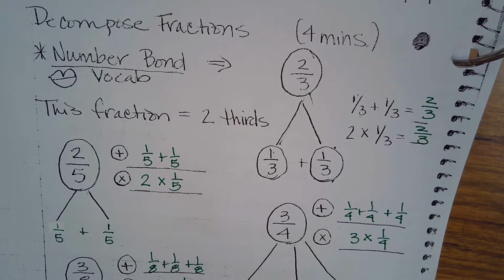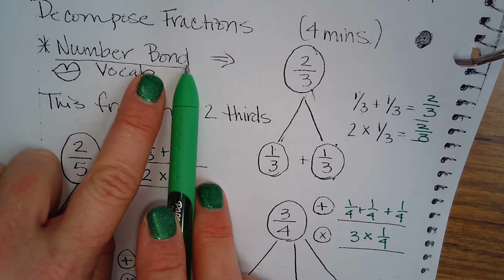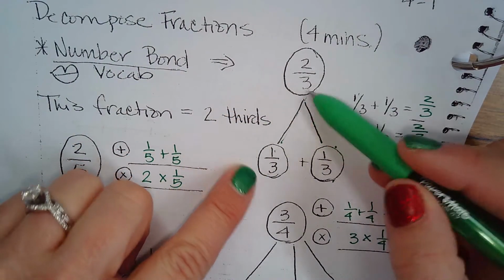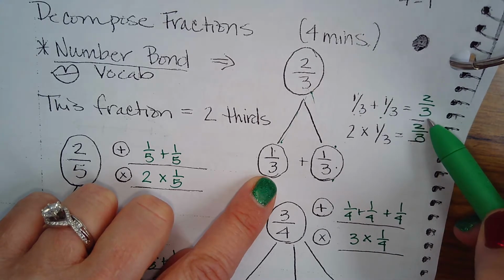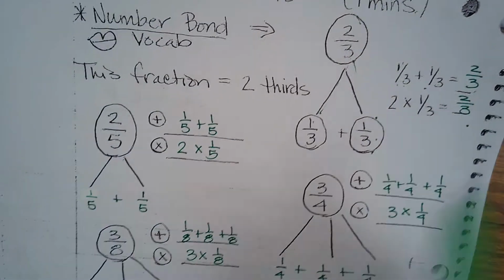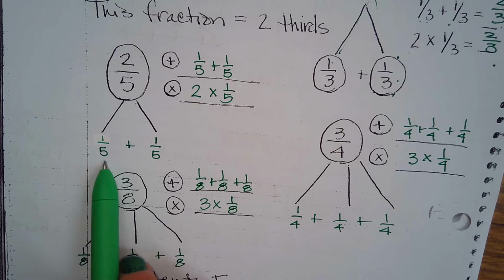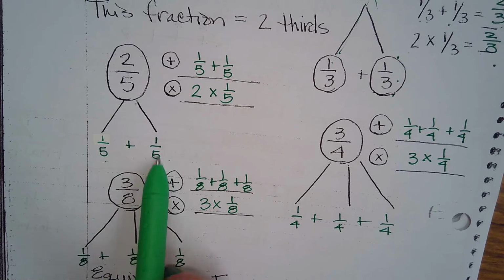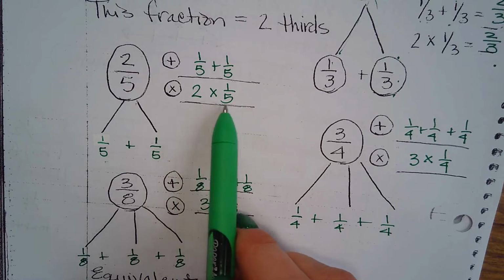Now, decomposing fractions using the vocabulary word, a number bond. So 2/3, so 1/3 plus 1/3 is equal to 2/3. 2 times 1/3 is 2/3. Over here, 2/5 is made up of 1/5 plus 1/5, or 2 times 1/5.